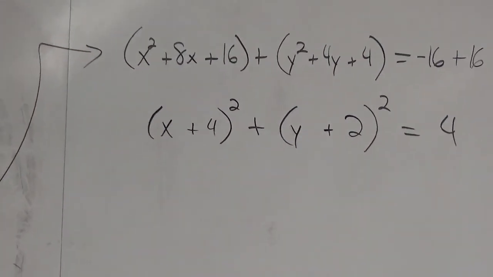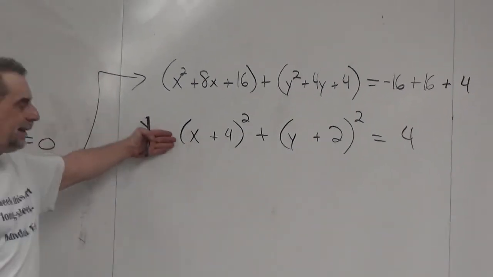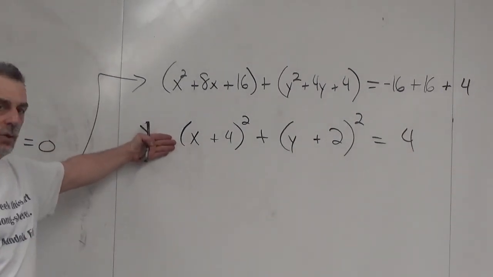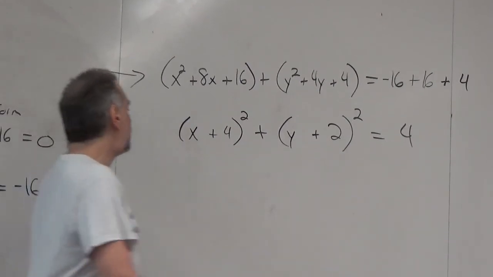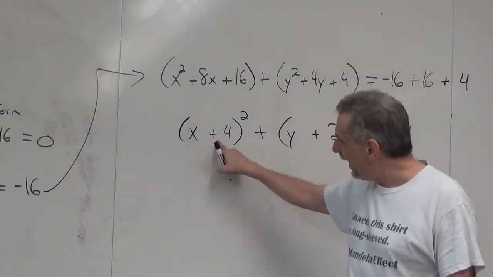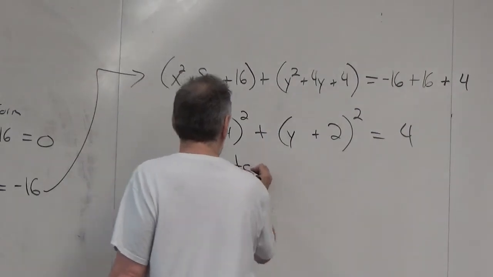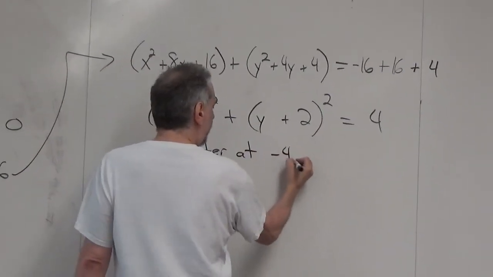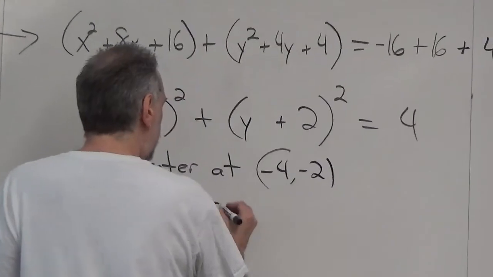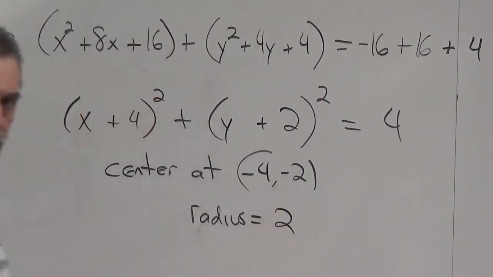So we've taken the circle given in general form, we've changed it to a circle in standard form, which is now a lot easier to read off the center and the radius. So again, it's a plus and a plus, so our center is negative 4, negative 2. So we say that, center at negative 4, negative 2, and the radius is the square root of 4, or 2. All right, so that is everything in 2.8.